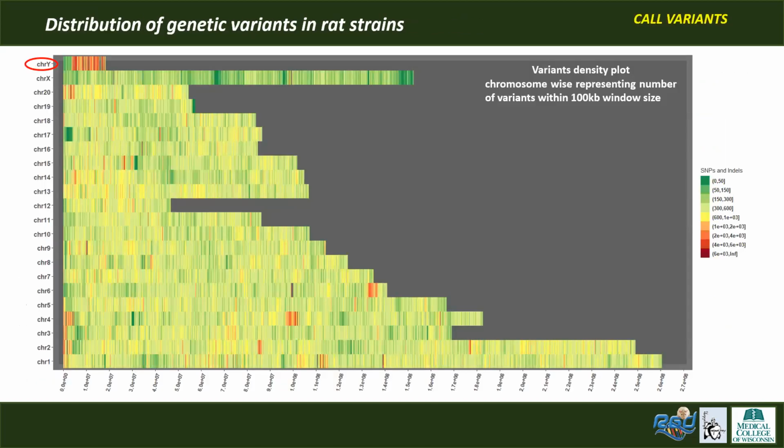On this variant density plot, you can see red, orange spots, and those are genome locations with a high number of variants accumulation, particularly chromosome Y, that in Brown Norway rat is difficult to properly assemble, so we don't have yet a high quality reference chromosome Y for rat.